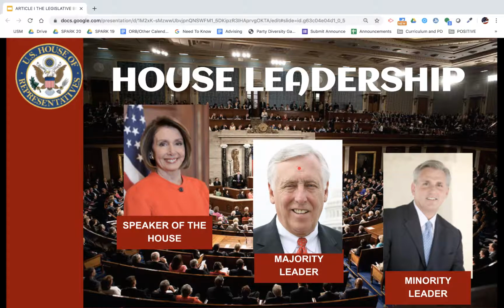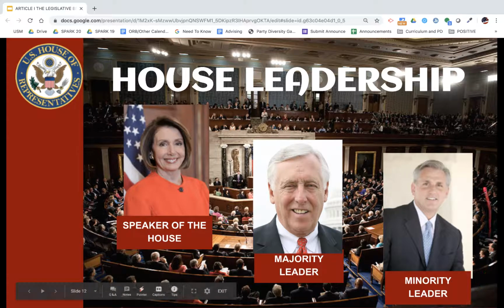She's assisted by this guy right here, Steny Hoyer. He's the majority leader. They represent the Democrats in the House of Representatives. They're the leaders. And currently, Nancy Pelosi is the one who has announced that they are going to push for an impeachment hearing for Donald Trump.